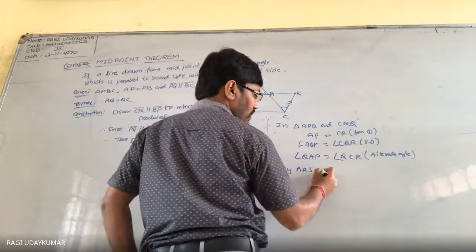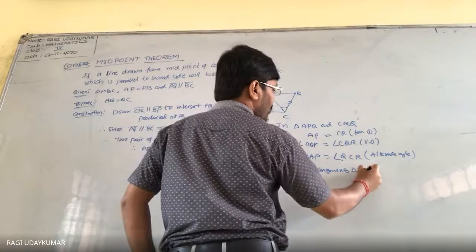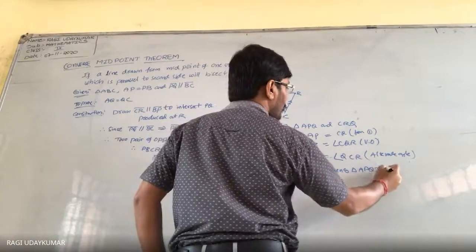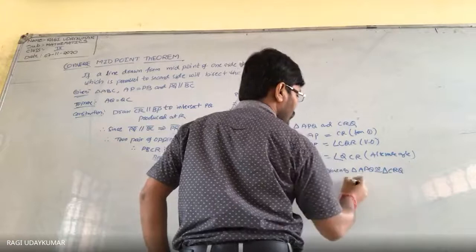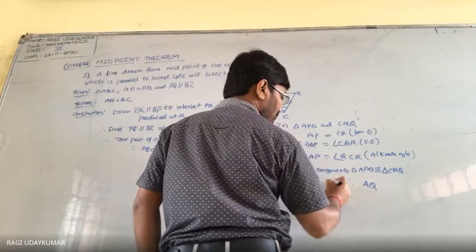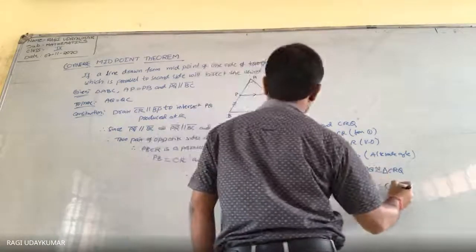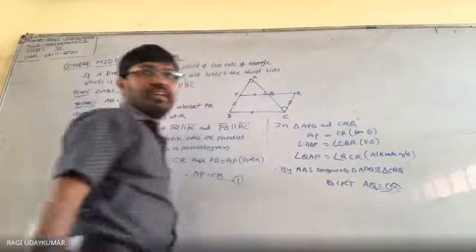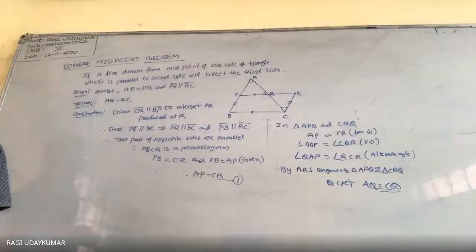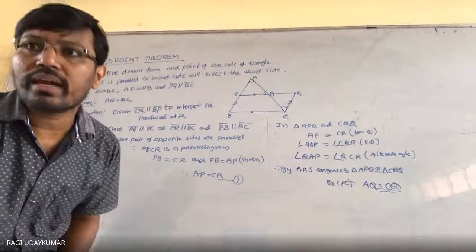Okay, they equal होगा by AAS congruency. Triangle APQ is congruent to triangle CRQ. So therefore, by CPCT, you can say that AQ is equals to CQ. That is only we have to prove. समझ में आया? Is it okay?